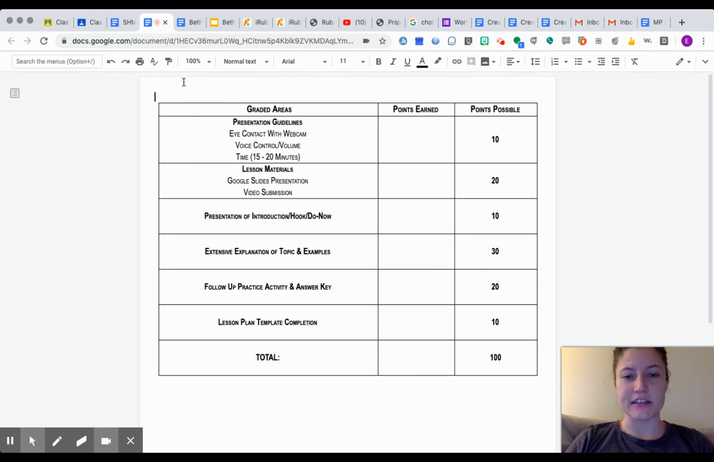And then the last thing is your rubric, so how you'll be graded. You'll receive 10 points if it's within a reasonable time frame, 15 to 20 minutes, if we can hear you, and eye contact with the webcam. So your actual presentation is worth 10 points.